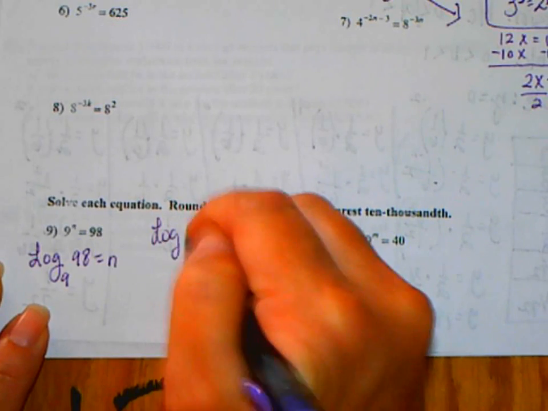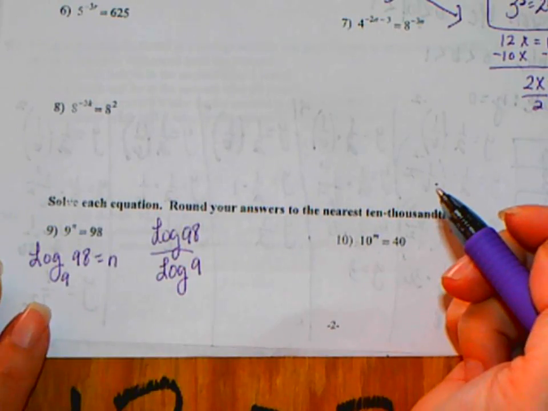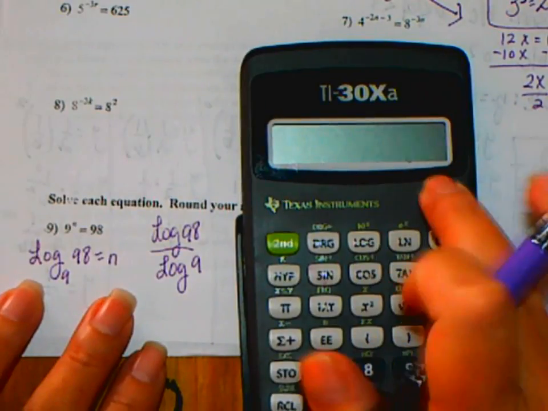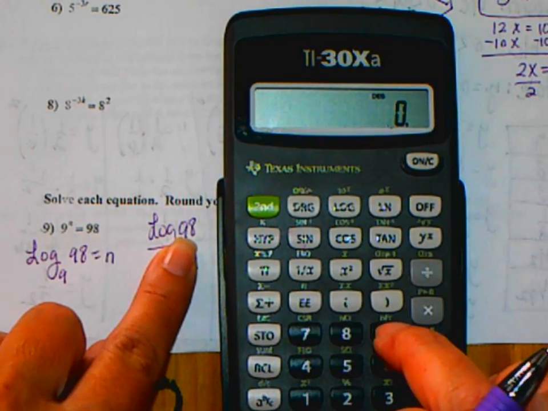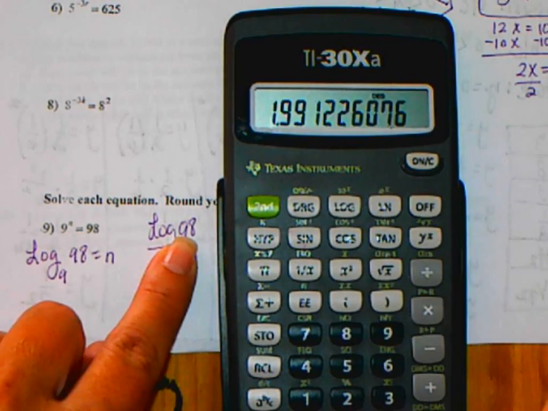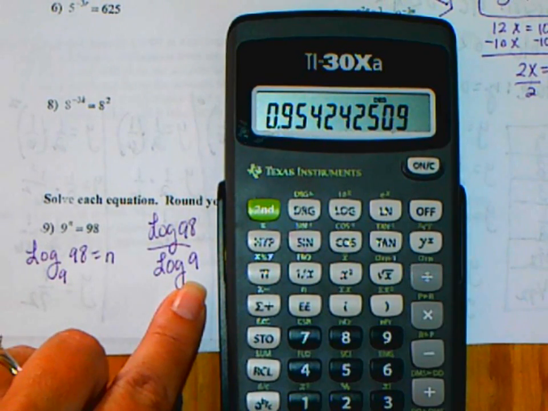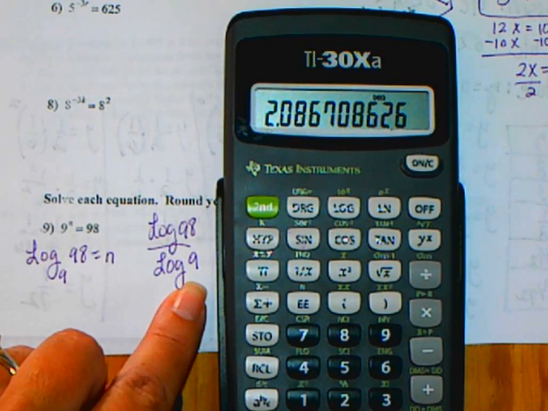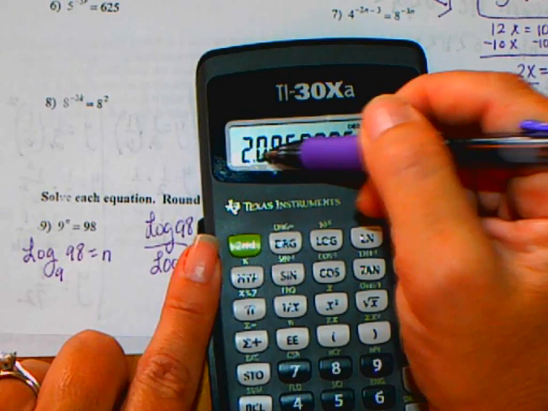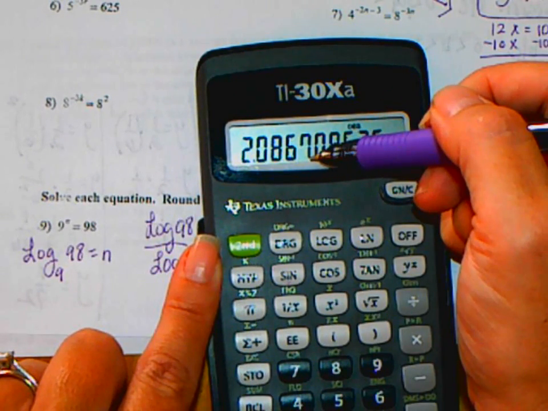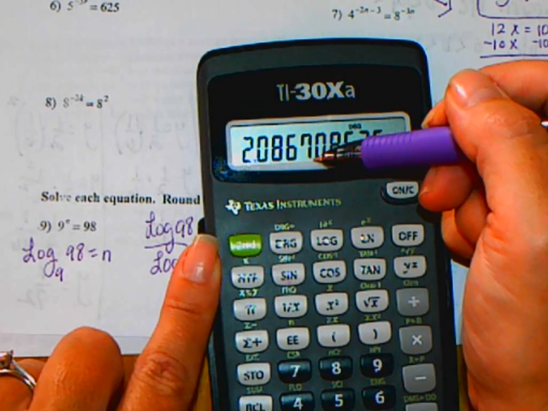If you do that backwards, you'll get an answer, but it won't be the right one. So if you're using a TI-30XA, it's kind of backwards, like we talked about a million times: 98 log divided by 9 log. And don't forget, you have to push equal after that. So this would round to the nearest ten thousandths. So that's tenths, hundredths, thousandths, ten thousandths. You look to the number to the right, so we stay the same. So 2.0867.